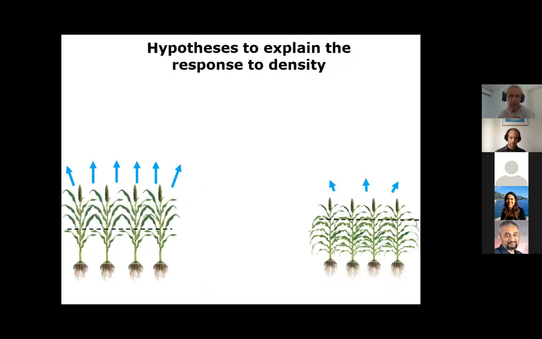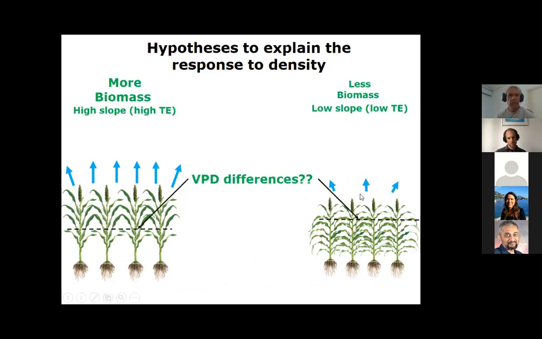Here are the hypotheses to explain that response. So I've represented here the two canopies that either transpire a lot or not much. This one has more biomass, and it has that high slope of response to the evaporative demand. And here, that's basically those that have the lowest slope. What happened there? Do we have differences in the VPD in the canopy of those two stands?